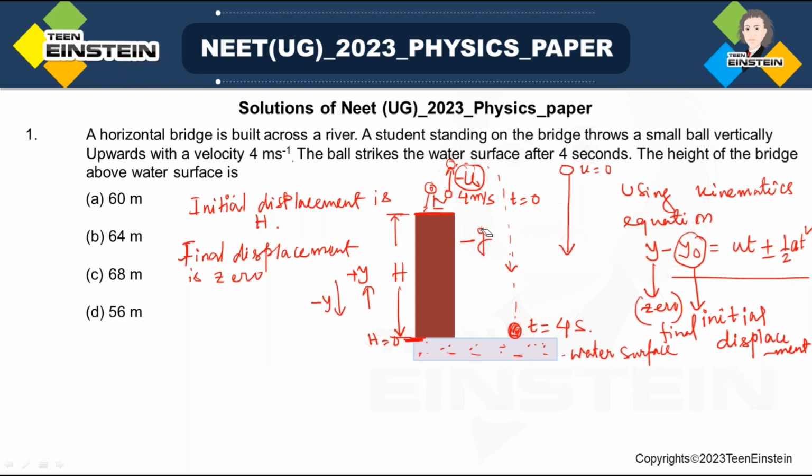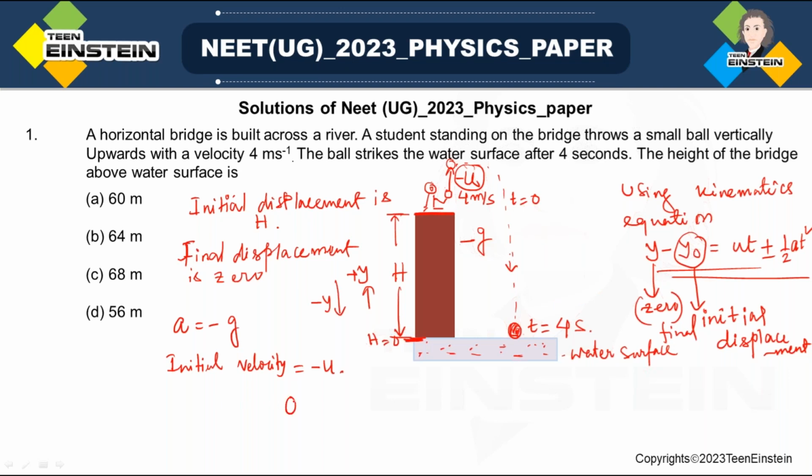I'll write it down here. Acceleration a is minus g, and initial velocity is equal to minus u over here. I'm taking minus u because it is thrown in the upward direction. So that is the reason. Now look how this formula could be written for this particular problem.